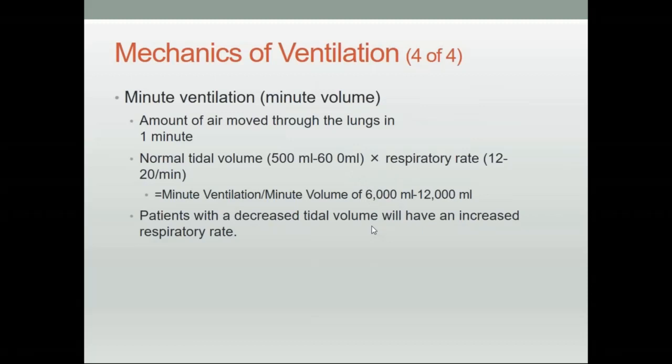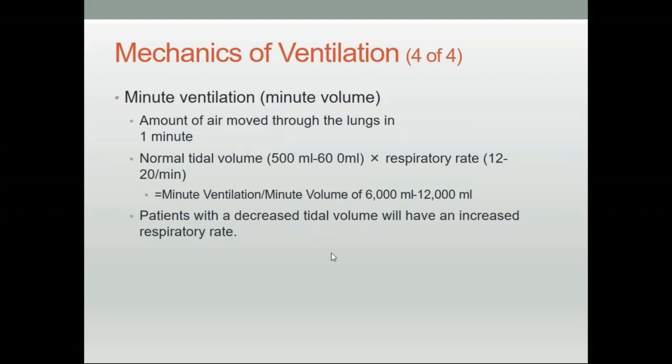Thinking back to the respiratory chapter, minute ventilation, that is the amount of air moved in and out of the lungs in 1 minute. It's also known as minute volume. Normal tidal volume times respiratory rate gives you minute ventilation. Let's apply that to a patient. We know that normal respiratory rate is 12 to 20 times a minute. I will tell you that the normal tidal volume in adults is about 500 to 600 milliliters. So we do a little bit of simple math. The average adult has minute ventilation of 6,000 milliliters to 12,000 milliliters per minute.